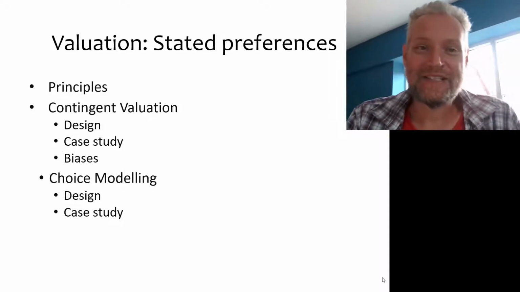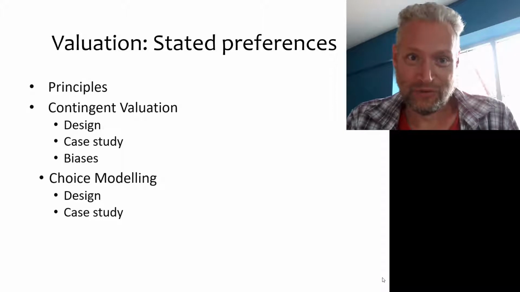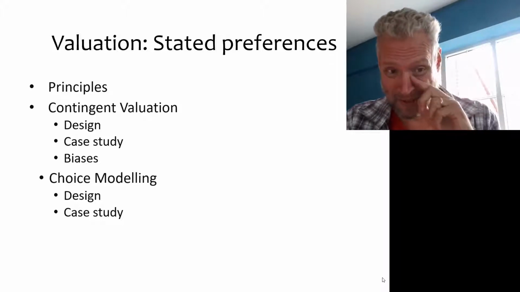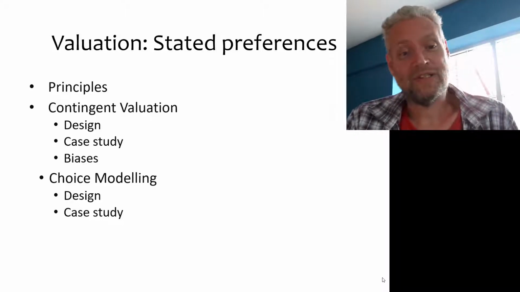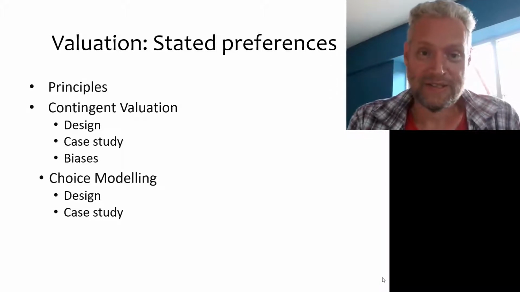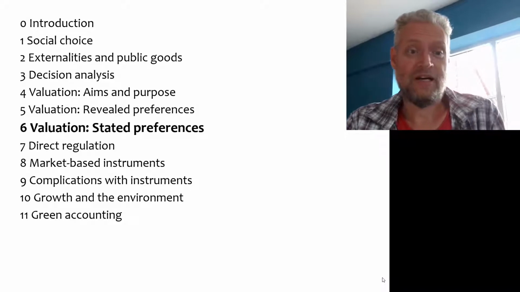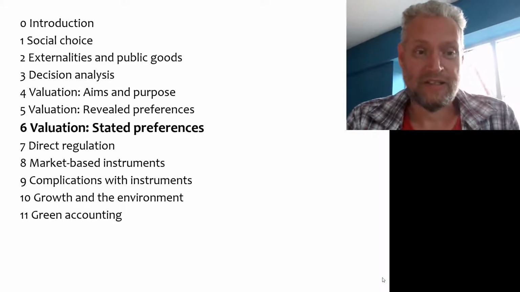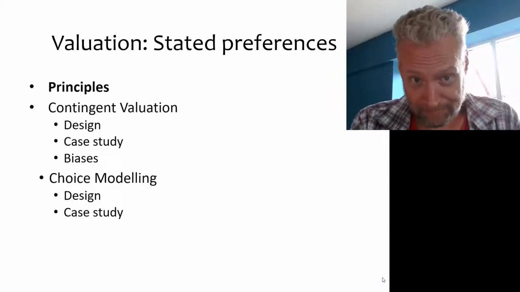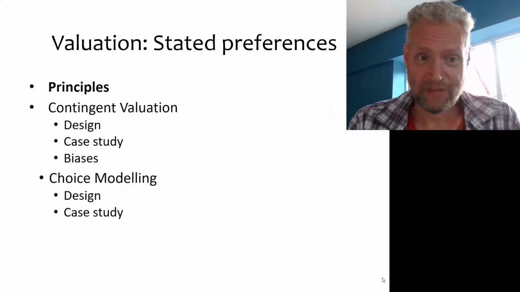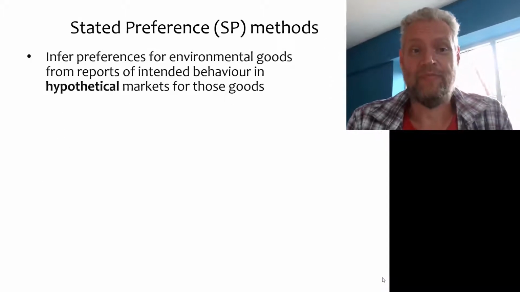Let's have a look at stated preference methods to value things that are not traded on markets, including environmental goods and services. I'm going to talk about the principles first. I'm going to focus on the contingent valuation methods and finally on the choice modeling methods. This is where we are in the sequence. We are nearing the end of the subsequence on valuation. But let's first look at the principles of stated preference methods.